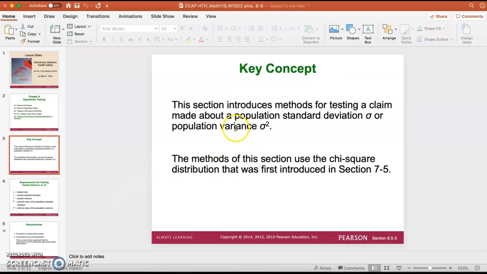Alright, so key concepts: this section introduces methods for testing a claim made about a population standard deviation or population variance. These methods use the chi-square distribution, which was first introduced back in section 7-5, when we were making confidence intervals to estimate a standard deviation or variance.